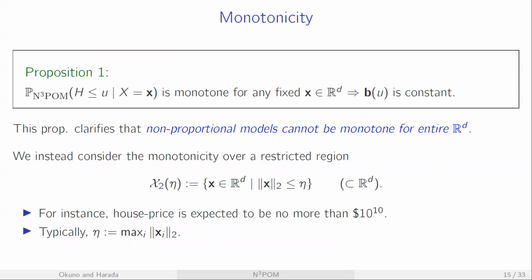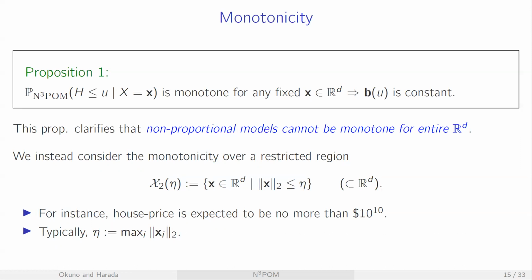Okay, I'd like to describe the monotonicity from here. At first, I'd like to explain the inconvenient result. Proposition 1 indicates that if N3POM is monotone for any fixed covariate x, then the coefficient function B(u) should be constant. So this proposition clarifies that non-proportional models cannot be monotone for the entire Euclidean space. And actually, I want to emphasize that this property holds for all non-proportional models, including all the existing non-proportional models. Although nobody explicitly mentioned it, the existing models have had the same difficulty so far. But in any case, the N3POM cannot be monotone for the entire Euclidean space.